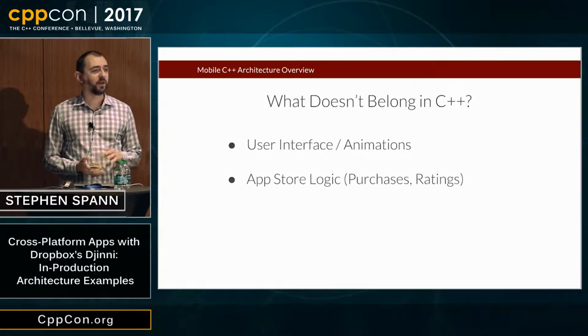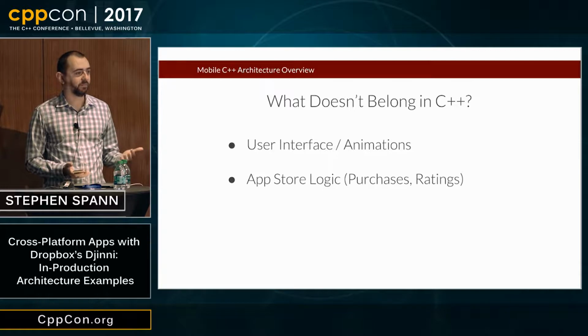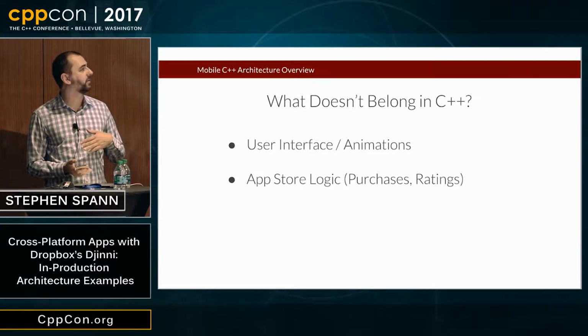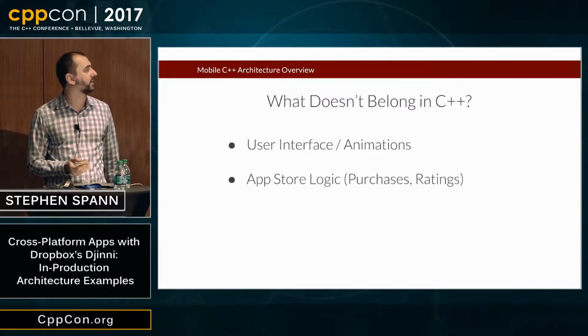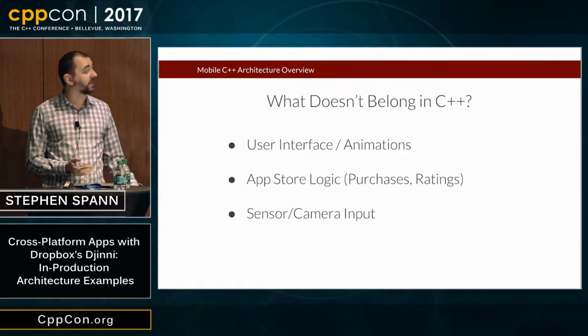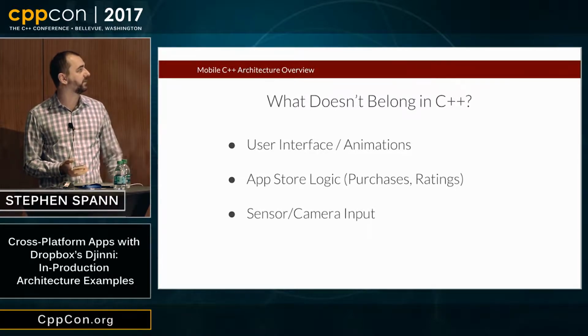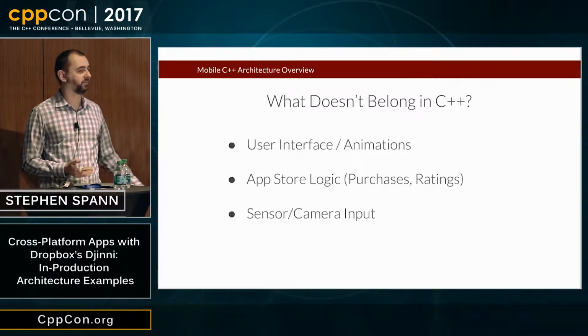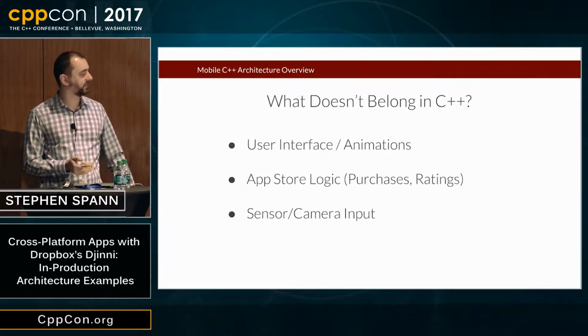App Store logic is obviously going to be different for Android and iPhone. You can do a little bit in C++, like unlocking content, that kind of thing, but for the most part, we have to go back to iPhone and Android to handle that kind of thing. Sensor, camera, and input. Some of that you can get through C++, but it's a lot smoother to just use the input from Objective-C and Java and then process the data or whatever you need to do in C++.